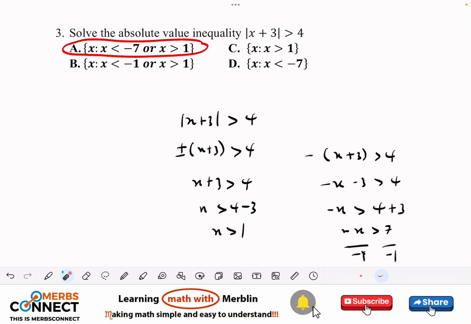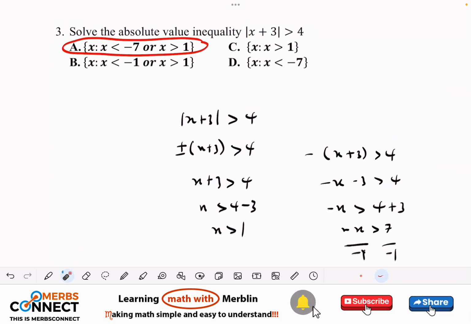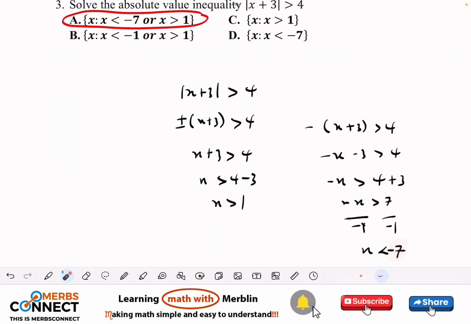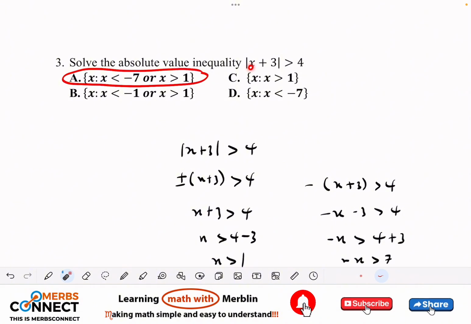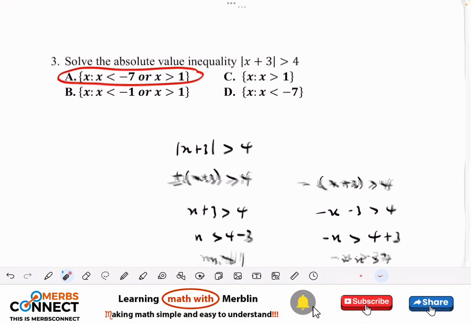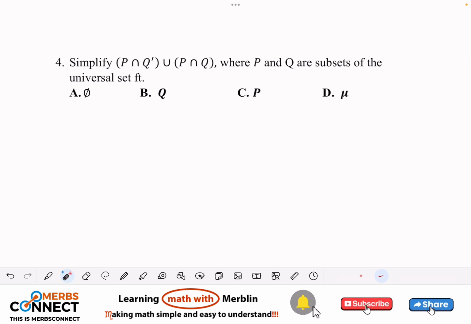So let's even confirm. Pick any value that is greater than 1 and plug it in. You can pick like 2, 3, 4. So put them here. So put 2, put this one. You can see that every value here will be greater than 4. Now, for all values that are less than -7, you can pick something like -8, -9, and you see that it's true. Put -8 here, plus this will be -5. Absolute of -5 is 5. 5 is greater than 4. And you see that it worked true for us.